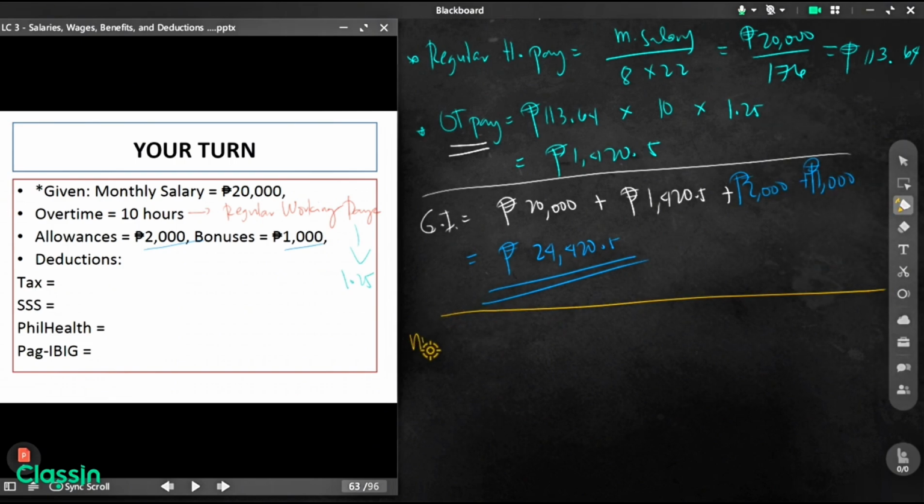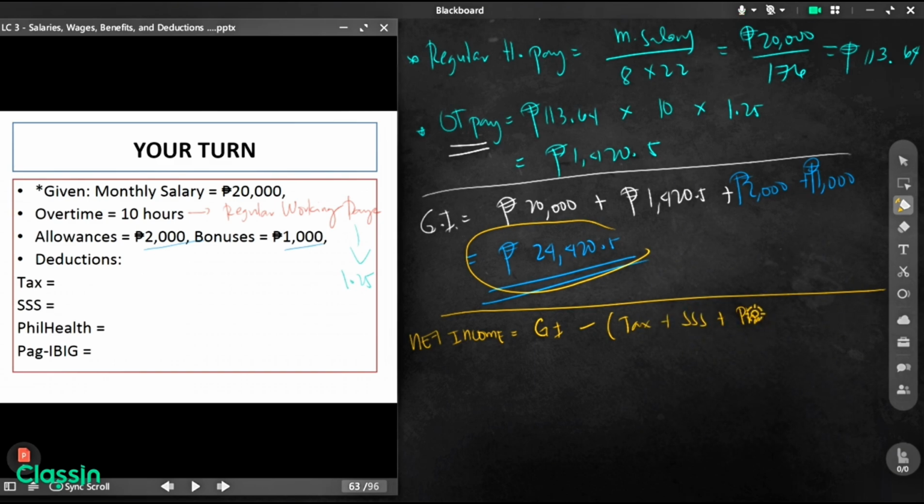Now let's have the net income. For net income, we need to deduct from the gross income the sum of the tax, SSS, PhilHealth, and Pag-IBIG. So again, gross income minus tax, SSS, PhilHealth, and then Pag-IBIG.